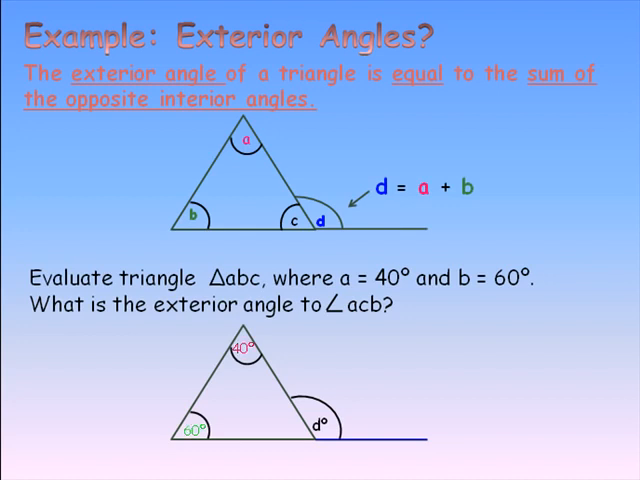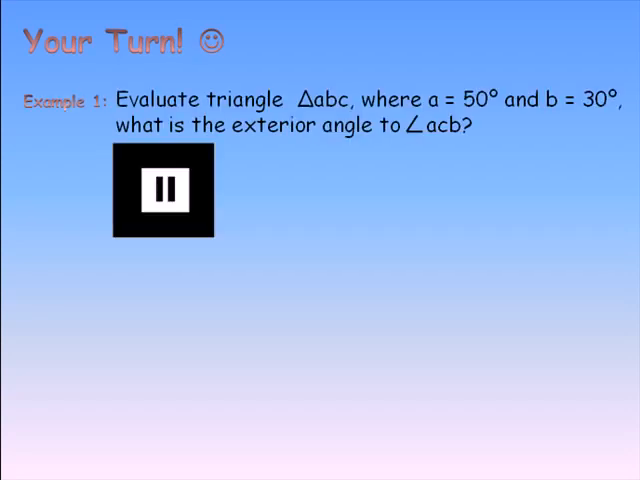So here, what we can do is write down our rule, which is D equals A plus B. We replace A with 40 and B with 60, and we get D equals 100 degrees, simply by adding those two values together. So now I think it's your turn. I'm going to put a question here, and what I suggest you do is pause the video, and when we come back we'll work through it together.